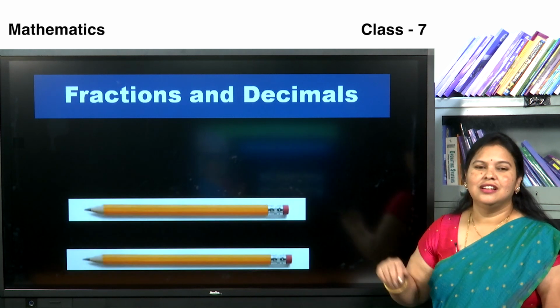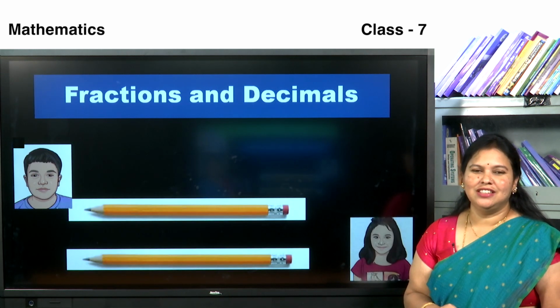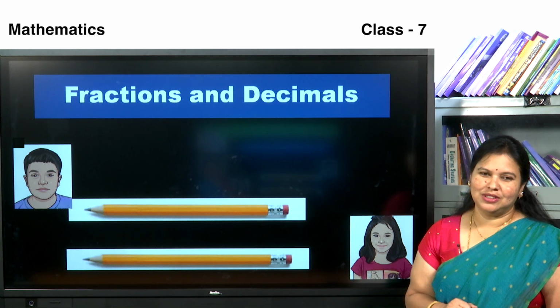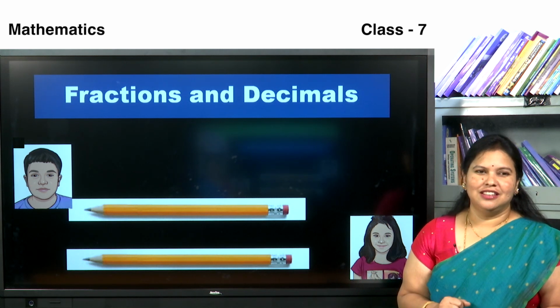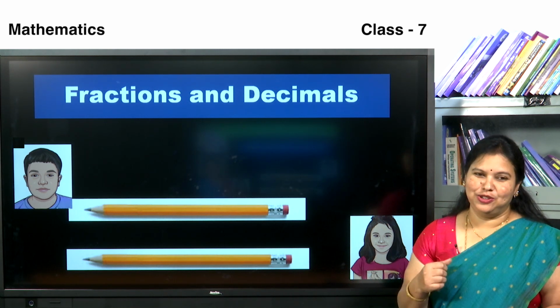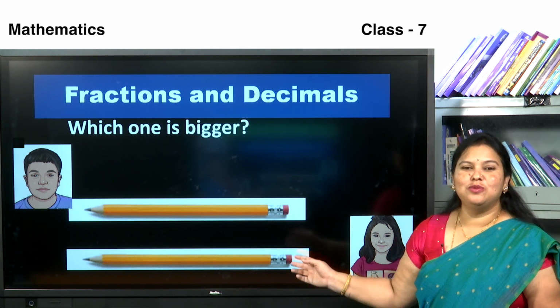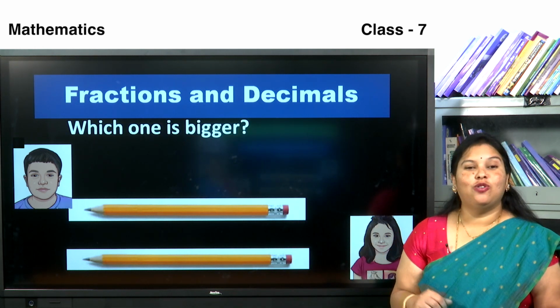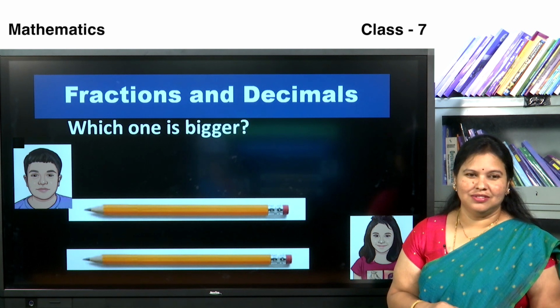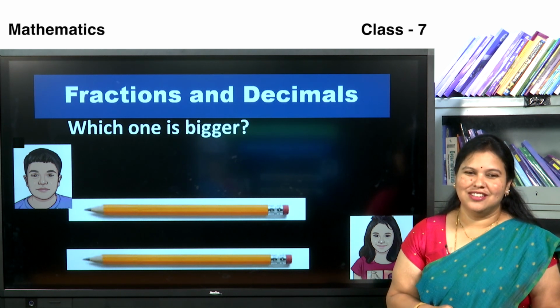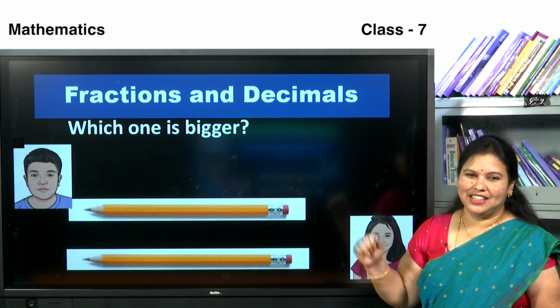Here, Harsha and Prithvi are having pencils with them. They are fighting with each other that I have got bigger one than you. These two are almost same in their lengths. So what would you do by this time? You are using scale, no? Yes. Let's measure it exactly.